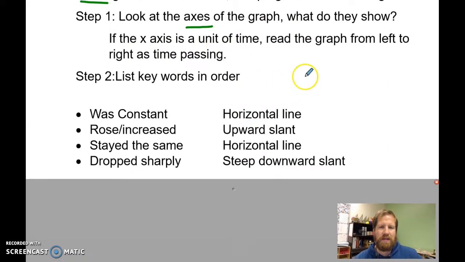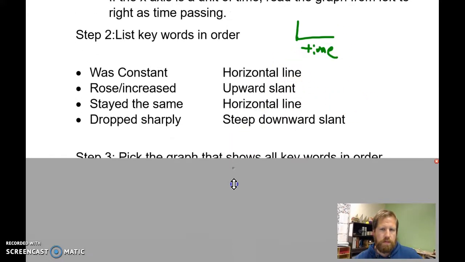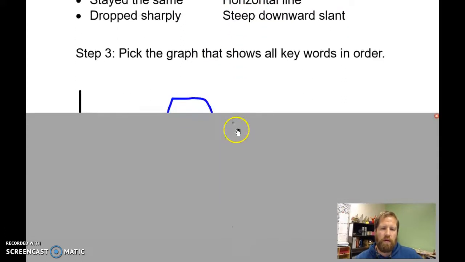If the x-axis is time, right, so if this is time on the bottom, then it makes even more sense to read it from left to right, as this is a progression through time, okay? All right, and then you're going to list your keywords in order. So if you're looking at a graph, you're going to list those keywords, or if you're reading a situation, you'll look for these kinds of keywords, and then try to match them up with your graph.